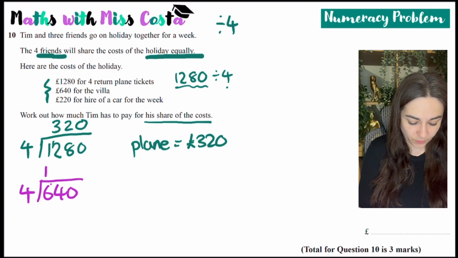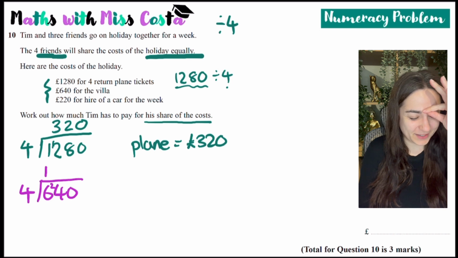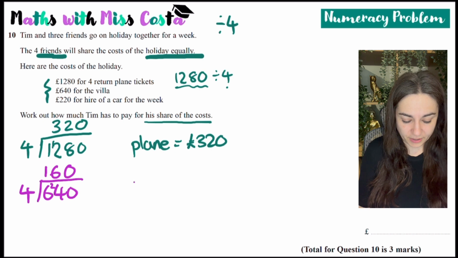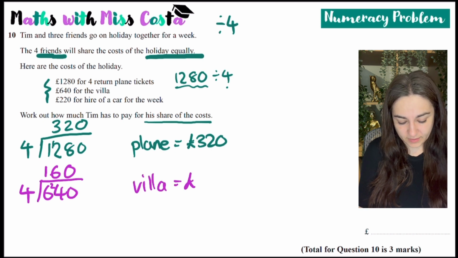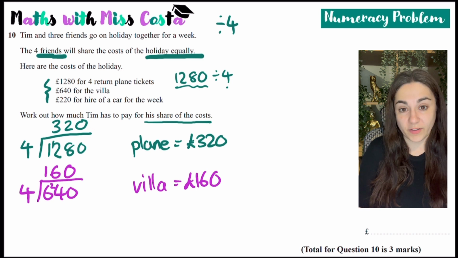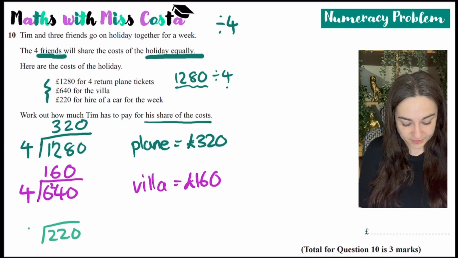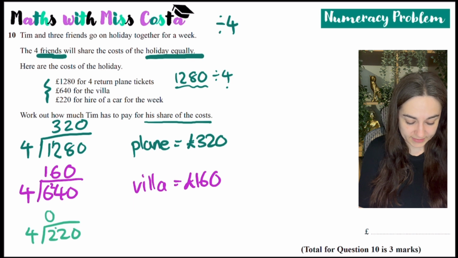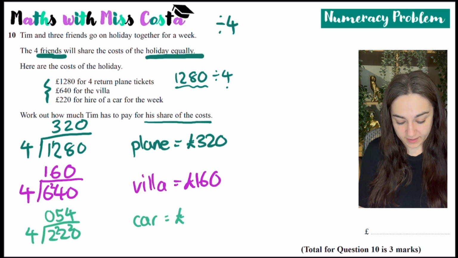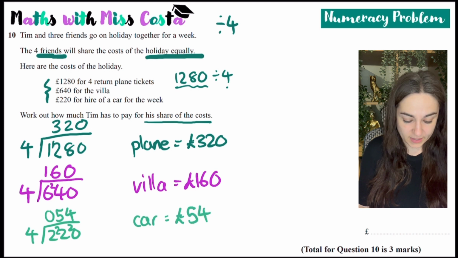Then I know he pays £640 for the villa, and that's split between 4 of them. So 4s into 6 go once, remainder 2. 4s into 24 go 6. It's been a long day. 6. And 4s into 0 go 0. So for the villa, it's £160. And then finally, we've got the car hire. That's 220 divided by 4. 4s into 2 go 0, 4s into 22 go 5, remainder 2, and 4s into 20 go 5. So for the car, the cost is £55.